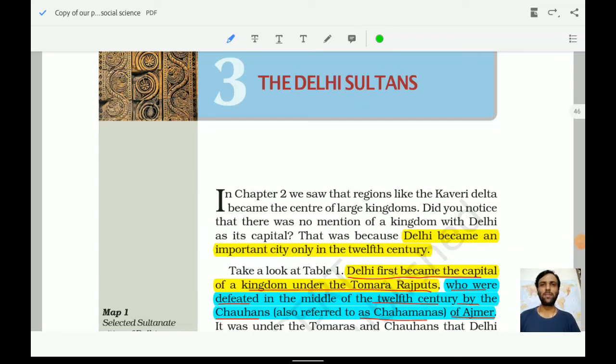Welcome again. My name is Brijesh, and today we will be looking at chapter number 3 of History of Class 7. Earlier we have covered chapters 1 and 2 and the whole series of Class 6 History.